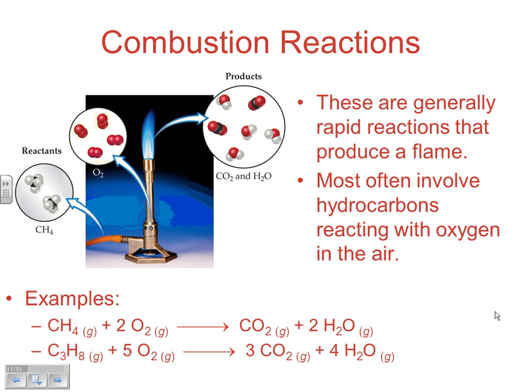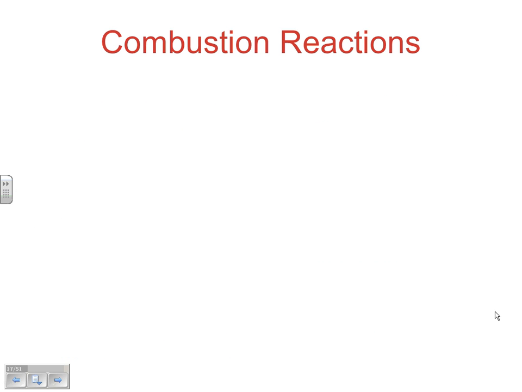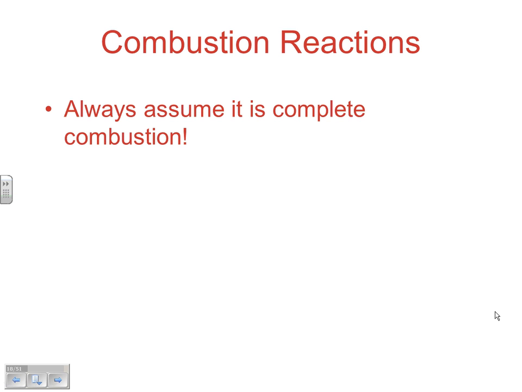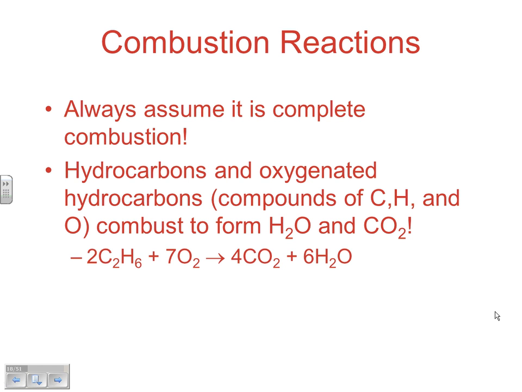And that's because complete combustion reactions of hydrocarbons and oxygenated hydrocarbons always produce CO2 and H2O, and unless it's described differently, we're always going to use these as our two products. So when you have complete hydrocarbon combustion, you always get CO2 and H2O as your products, which makes it easy to predict them. So always assume that it's complete hydrocarbon combustion. Write your reactants, write your products, because they always have to be CO2 and H2O, and then balance.